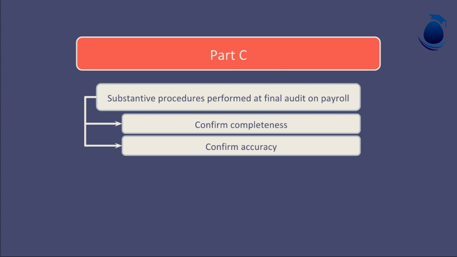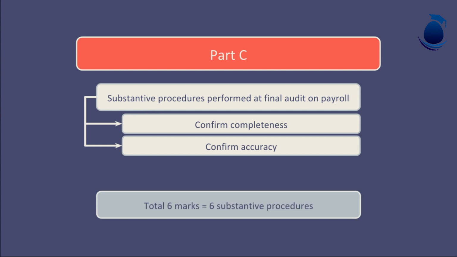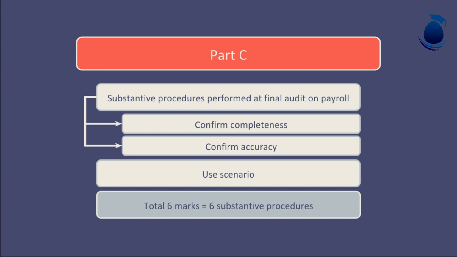Part C requires you to describe substantive audit procedures you should perform at the final audit to confirm the completeness and accuracy of Trombone's payroll expense. This is for 6 marks. It requires 6 substantive audit procedures for 1 mark each. This should be designed with the information in the scenario in mind, as only procedures relevant to Trombone will be permitted.